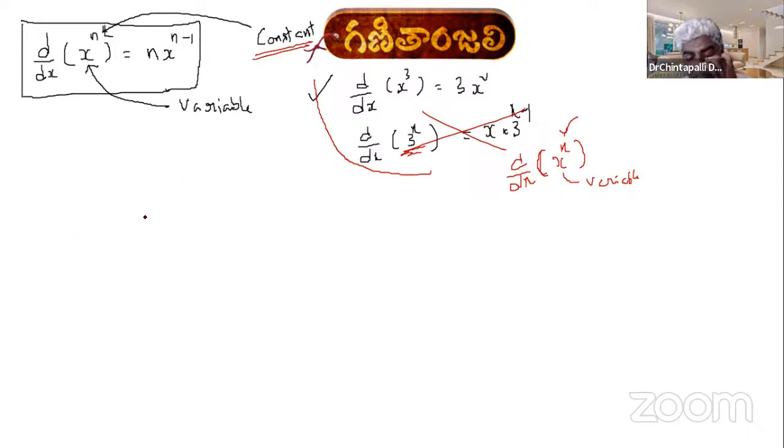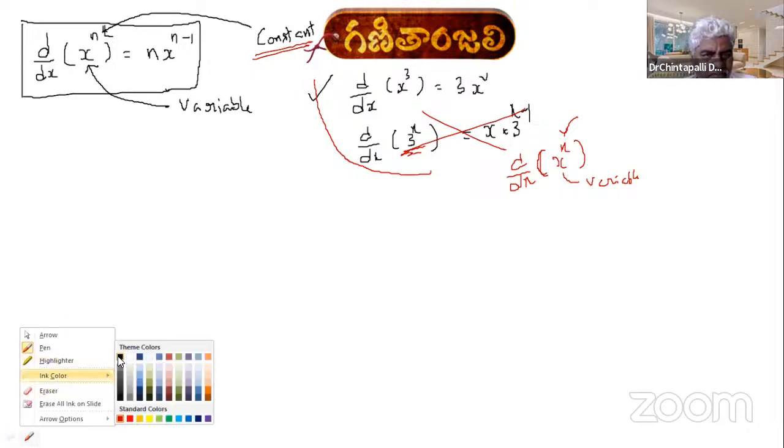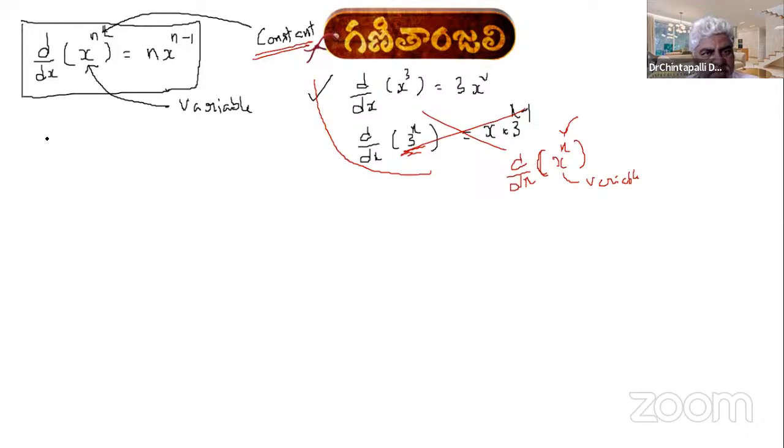Now, d by dx of k into f of x. K means some constant. It is equal to k times d by dx of f of x. Just write the constant before.